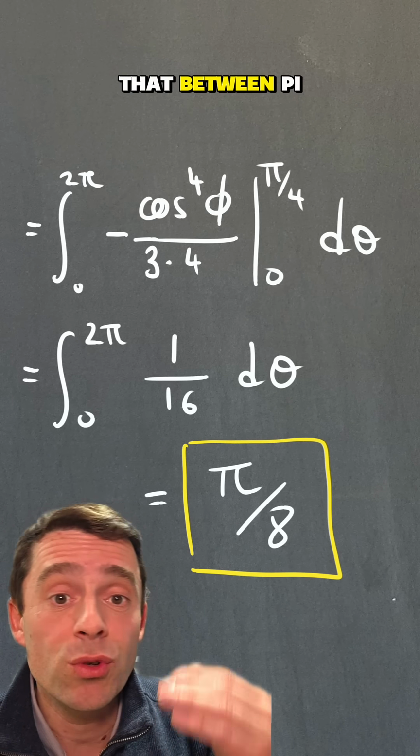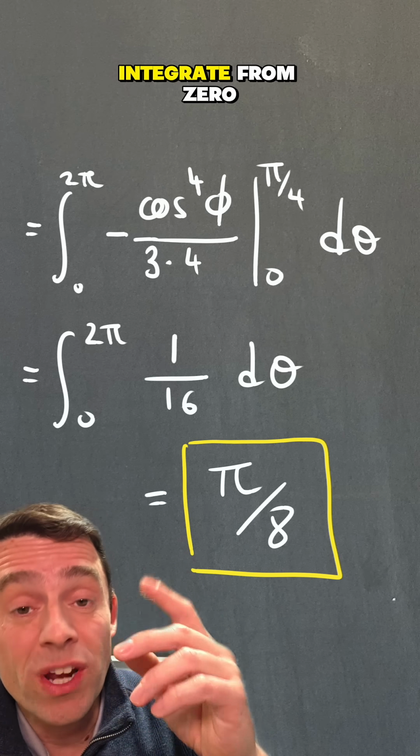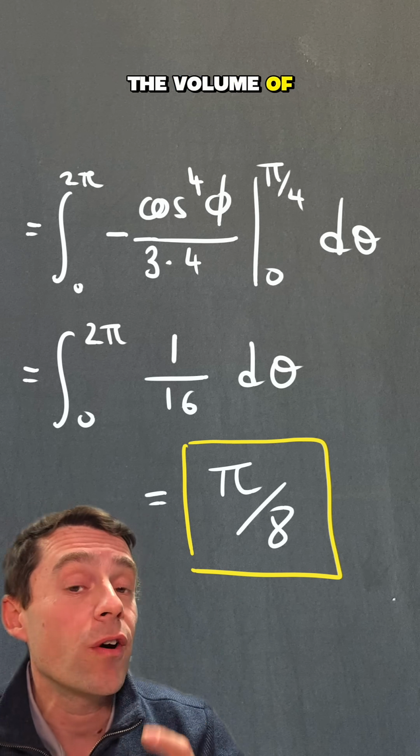When you evaluate that between pi over 4 and 0, you get 1 over 16, and when you integrate 1 over 16 from 0 to 2 pi, you get pi over 8. So that is the volume of our ice cream cone.